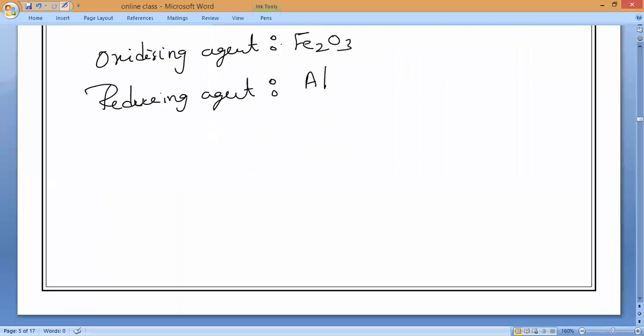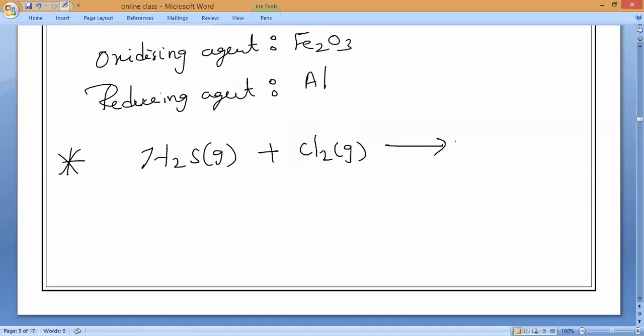Okay. Now I will write one example. All of you write it and solve it. You tell me what is that? H2S gas will react with chlorine gas. So now you'll get the product. What are the products that will come? Tell me.